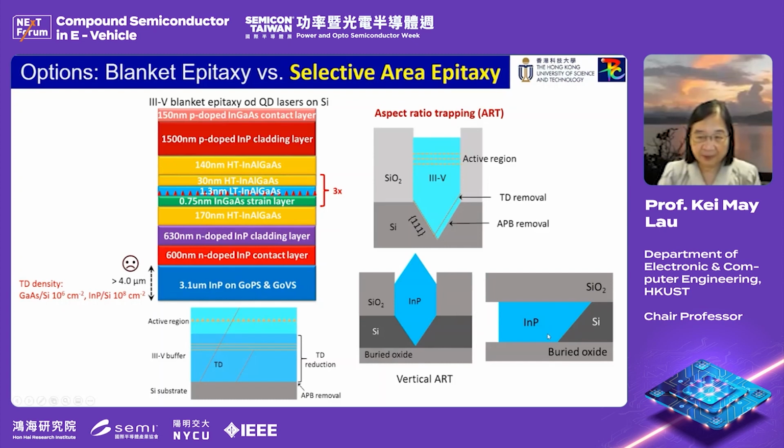then the defect is confined at this interface here, and then you can grow as long as you want, and then you can have a very large area. Indium phosphide is sitting right on the box and the buried oxide, so that will be wonderful. And so this we call the lateral ART.